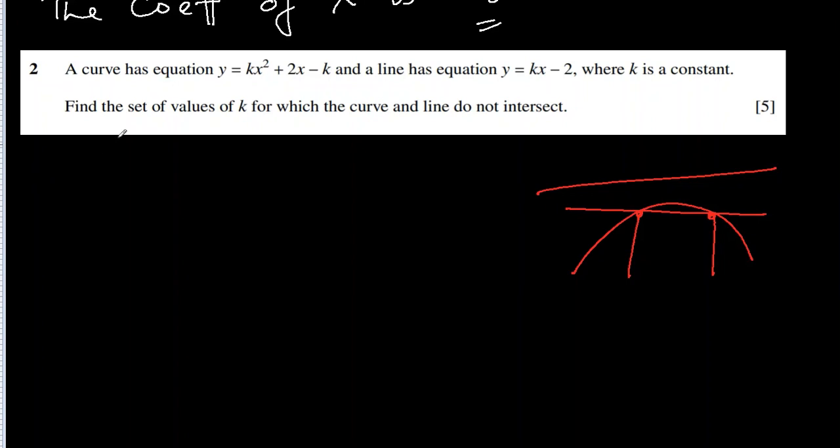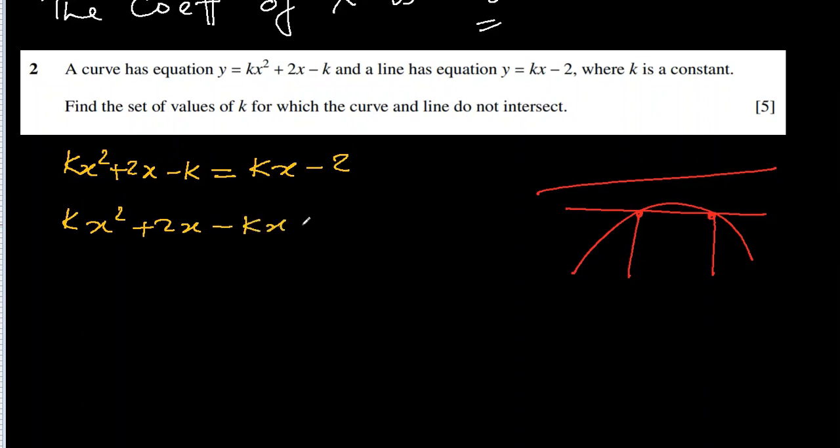Alright, let's do it. So kx squared plus 2x minus k, this is the y value of the first curve, and it will be equal to the y value of the second curve, which is kx minus 2. And let's merge them now. So kx squared plus 2x minus kx minus k plus 2 equals 0. This minus 2 became plus 2, and this kx became minus kx. And let's make it a quadratic equation now.